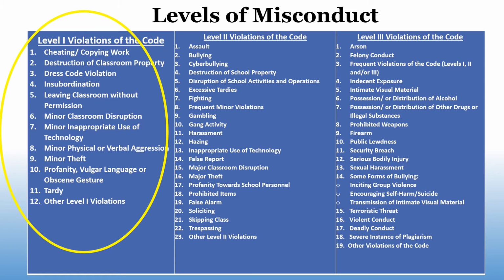Level 1 violations include minor instances of cheating or copying work, destruction of classroom property, dress code violations, minor instances of insubordination, leaving the classroom without permission, minor classroom disruptions, minor inappropriate use of technology, minor physical or verbal aggressions, minor theft, profanity, vulgar language, or obscene gestures, tardies, or other Level 1 violations. Each of these behaviors is defined in the Scholar Code of Conduct.